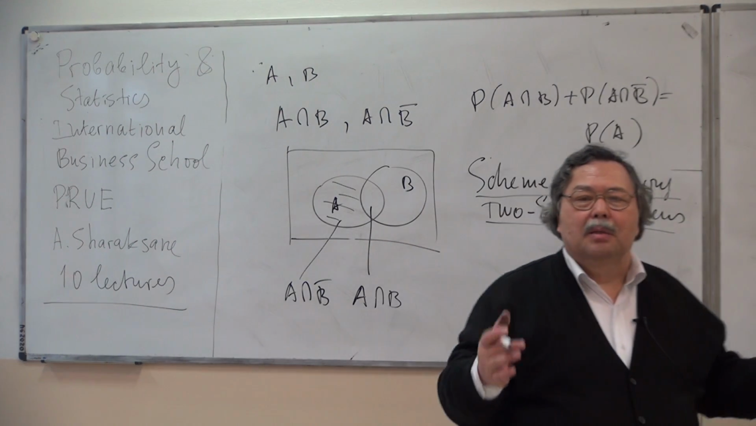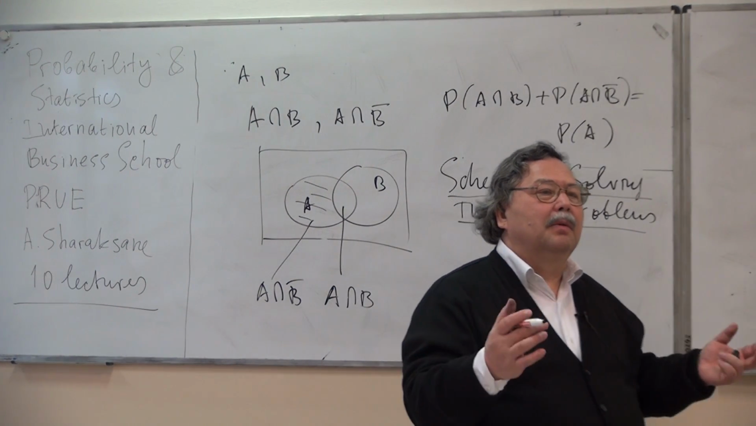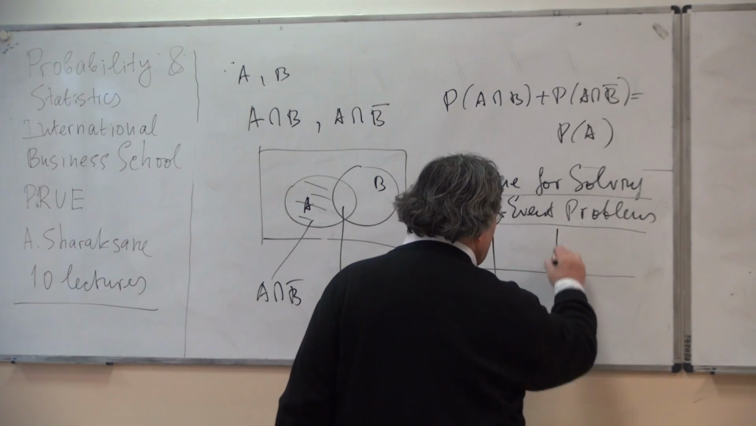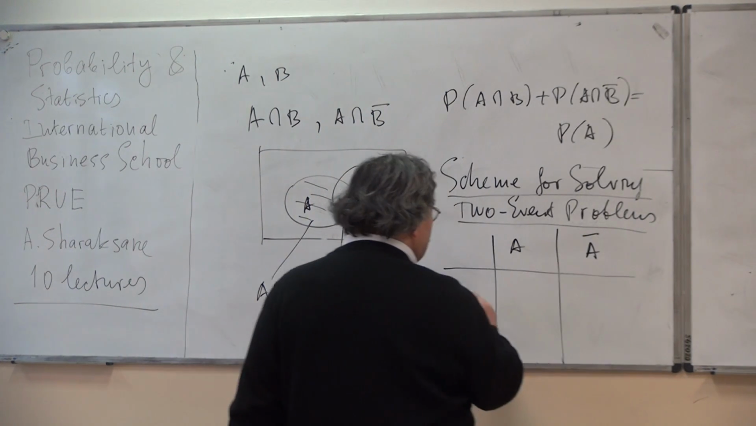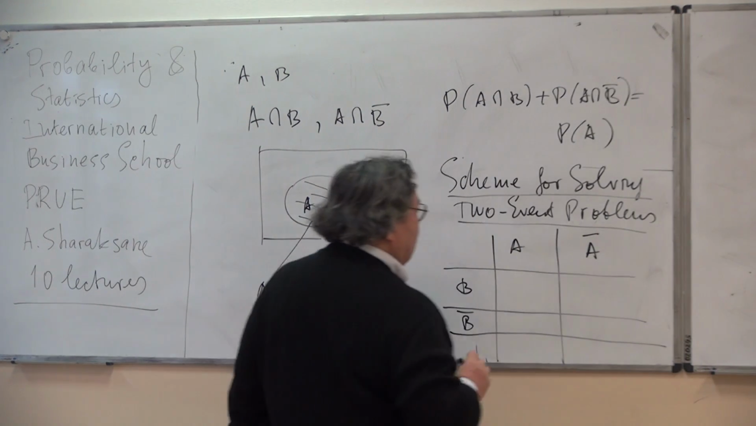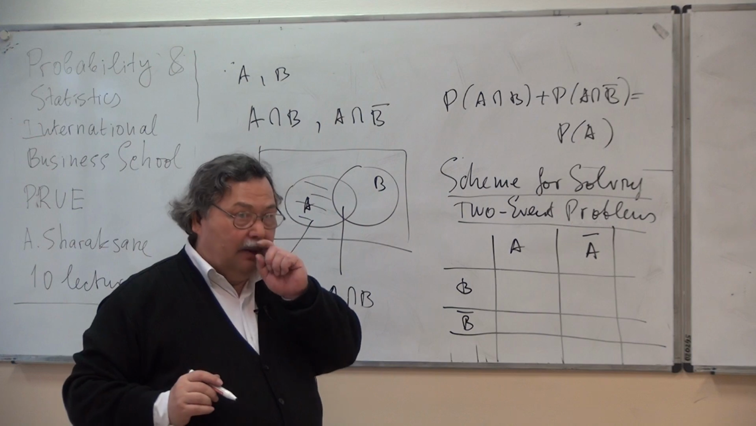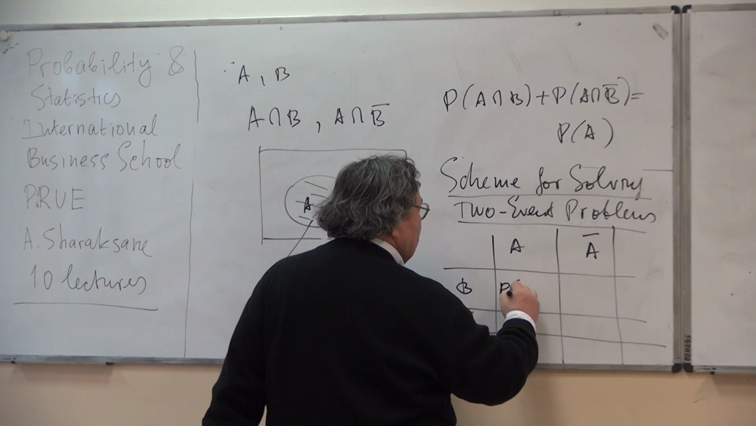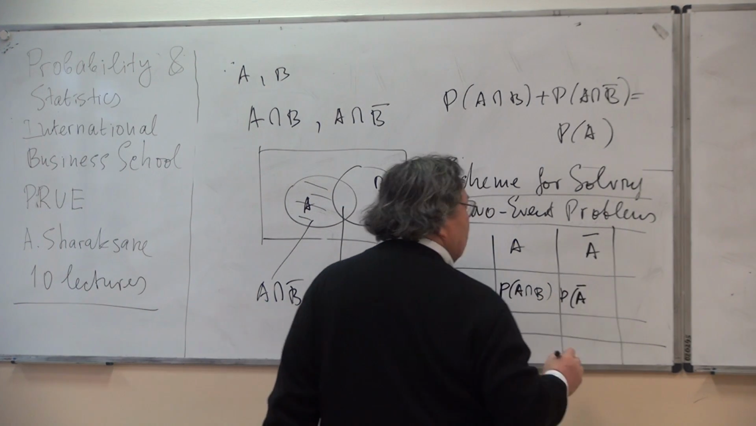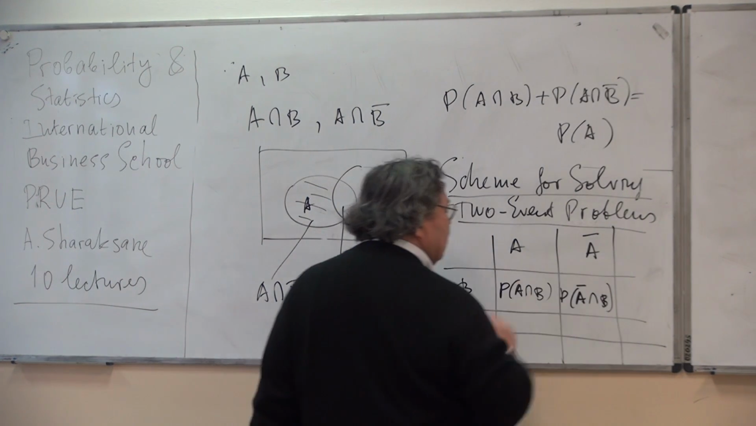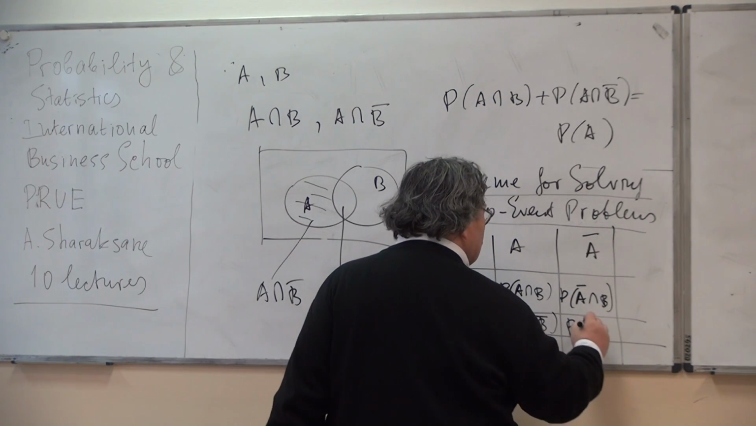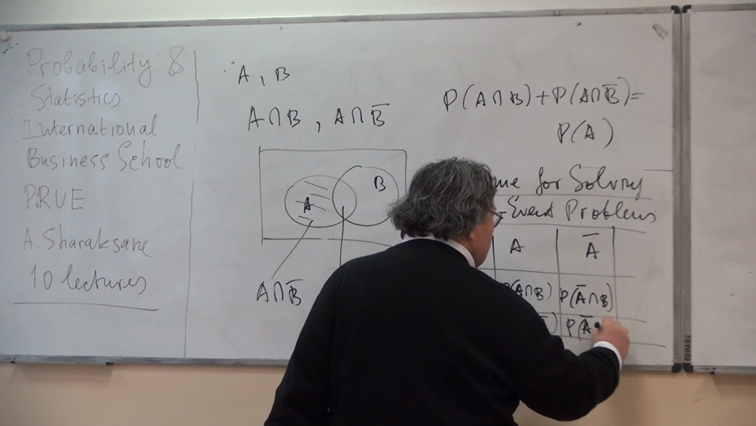We compose a table. Suppose we have two events. We are trying to solve a problem that involves two events, A and B. Then we form this table. This is A, this is complement A. This is B, and this is complement B. And then what I fill in here is this: probability of A intersect B, probability of complement A intersect B, probability of A intersect complement B, and probability of complement A intersect complement B.